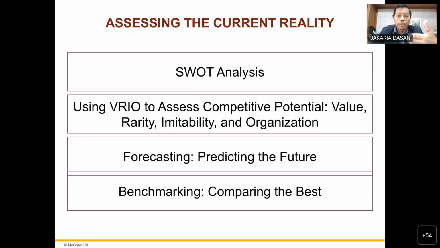Tidak boleh, sukar untuk ditiru lah. Tapi sekarang ni banyak benda tiruan. So you must know which is kaca, which is permata lah. Inimitable, difficult to copy. And O, organizing. How are you going to use the valuable product, rare in the market, and inimitable to be your good strategies, to have the good strategy.